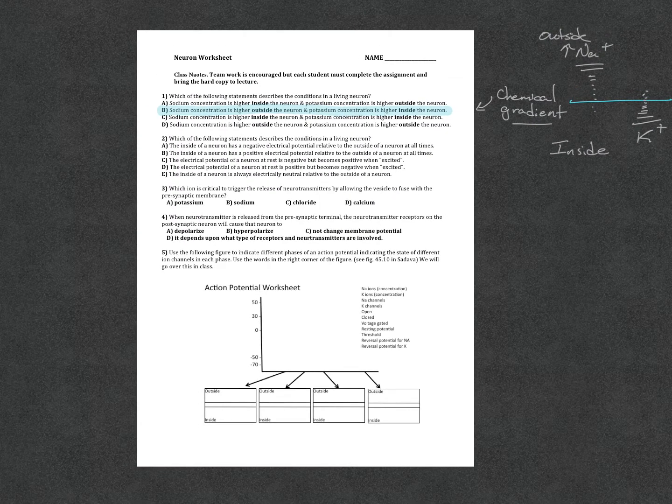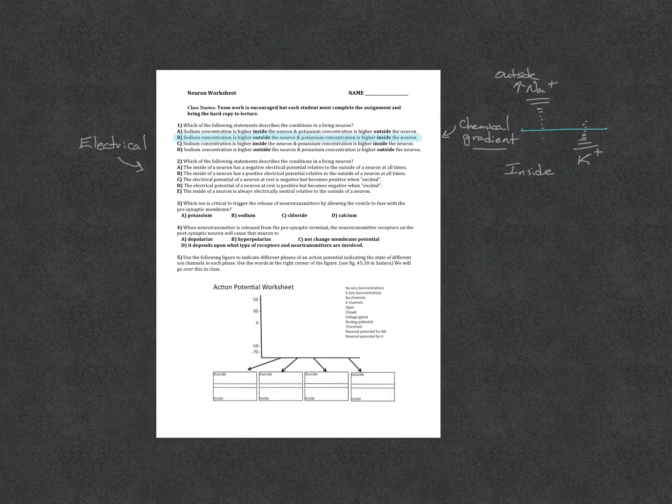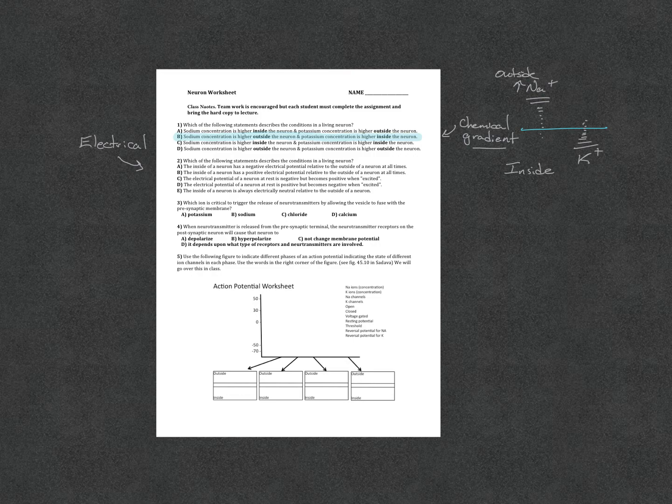Now, when you're talking about the neuron, this number two is asking about the electrical potential. It says inside the neuron, it has a negative electrical potential relative to the outside at all times. Well, we know that's not true. The whole point of the action potential is that it's going to change. I'll go through that one more time. In fact, we'll go through that in number 5.